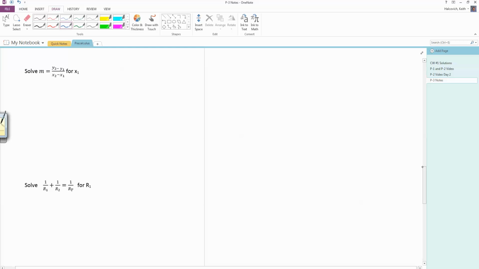The next type of problems, we're going to manipulate the equation to solve for a specific variable. For example, m equals y2 minus y1 over x2 minus x1. The first thing that we're going to do here is to multiply to clear the fraction. So notice we'll multiply x2 minus x1 on both sides.